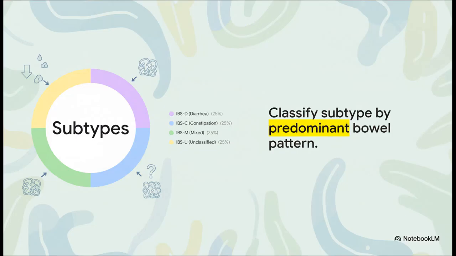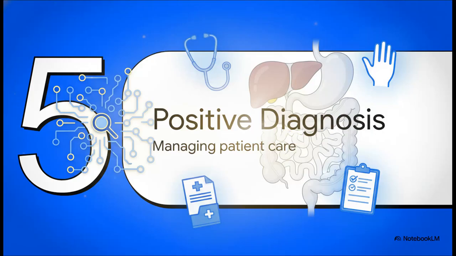Once IBS is confirmed, we've got to classify it into one of 4 main subtypes based on their predominant bowel pattern. So we've got IBS-D for diarrhea, IBS-C for constipation, IBS-M for mixed, and IBS-U for unclassified. Classifying this subtype isn't just busy work, it's essential because it directly guides our therapeutic management of the patient moving forward. Phase 5, positive diagnosis and management.